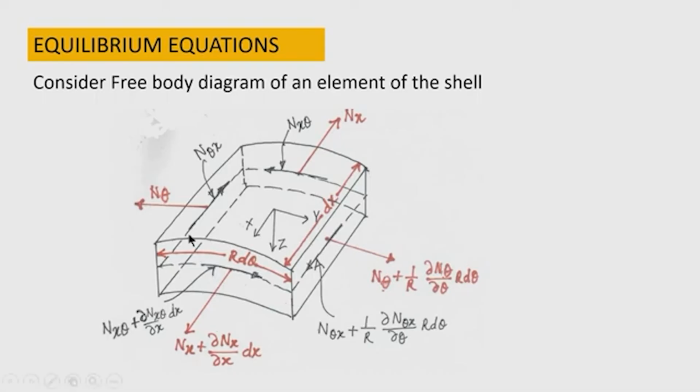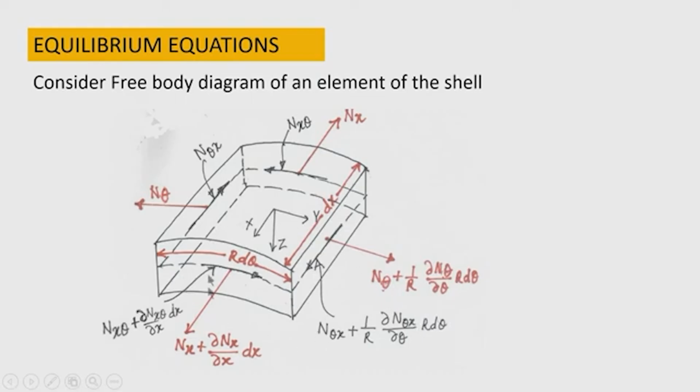Let us see the other shearing forces. In one edge where the N theta is acting, the membrane shearing force is N theta x. On the opposite edge it is N theta x plus 1 by r del N theta x by del theta into r d theta. This increment is taking place within a length of r d theta. So, therefore, the r d theta term is coming here and it is also multiplied by r d theta.